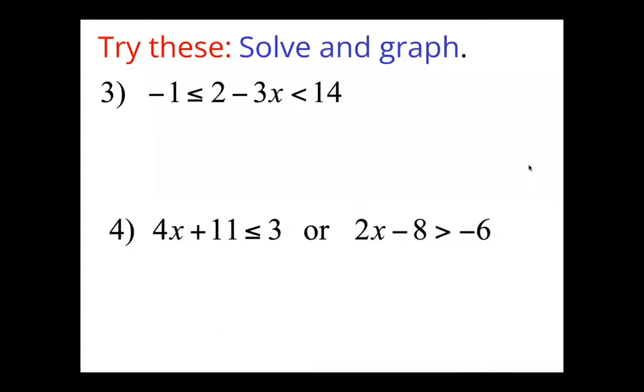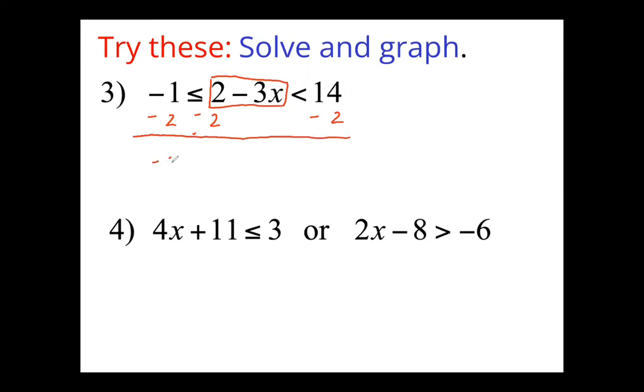Here are 2 more examples for us to try. The first one is -1 is less than or equal to 2 minus 3x is less than 14. Our goal is to isolate x from this expression right here. So I'm going to use the same process that I used for multi-step inequalities by first undoing any addition or subtraction.